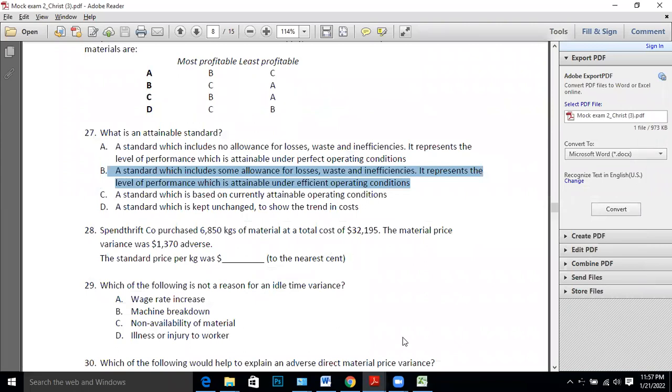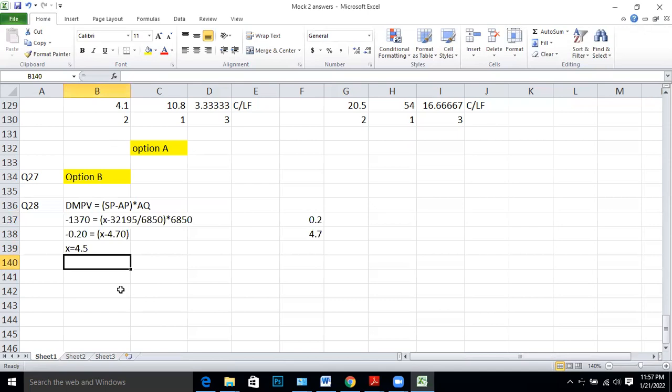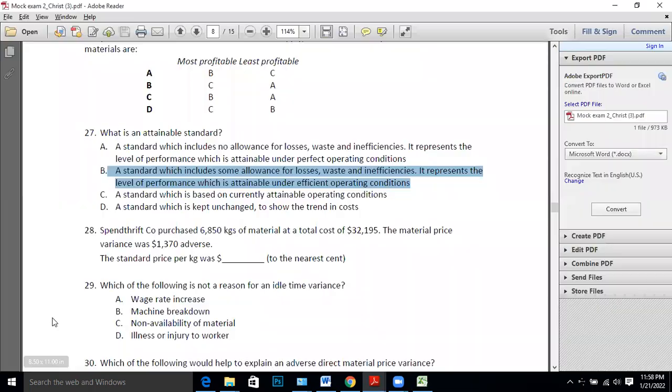So the nearest cent is what they are asking. The right way to enter this answer, you should have entered 4.50, because nearest cent means 2 decimals you have to show. So 450, $4.50. Right, 450 would have been the right answer. That 0 also has to be typed.